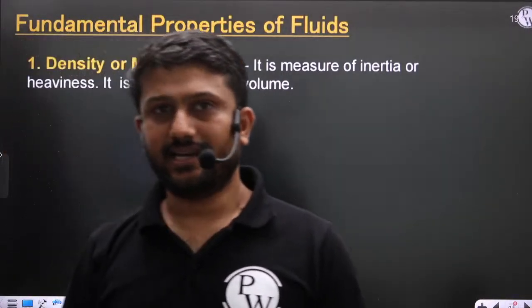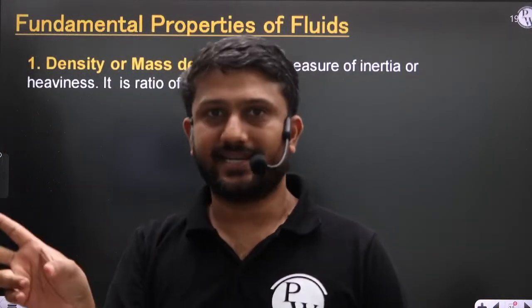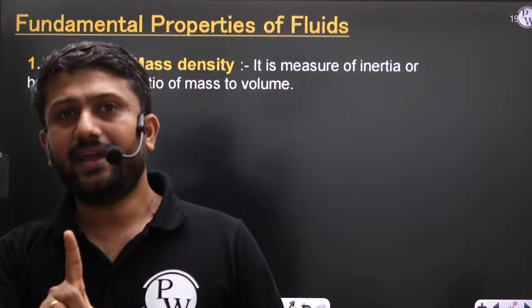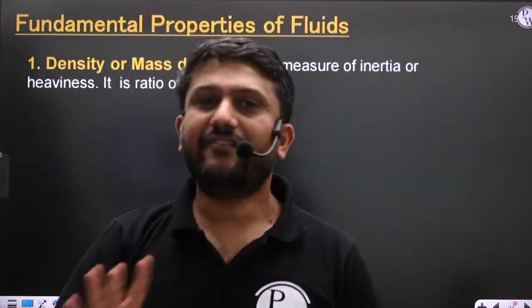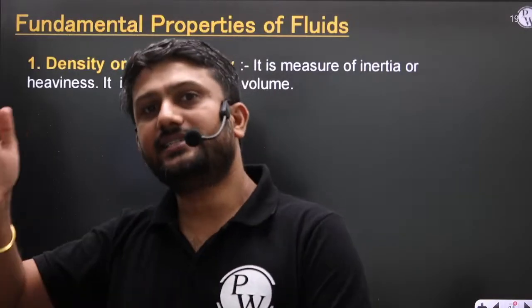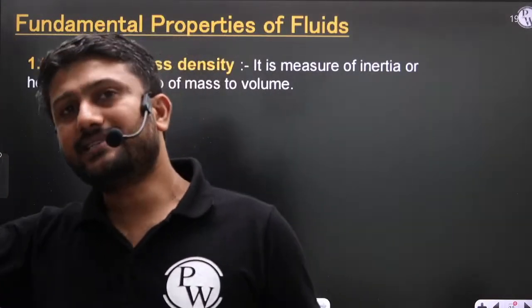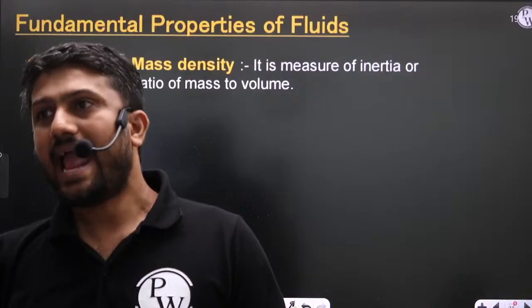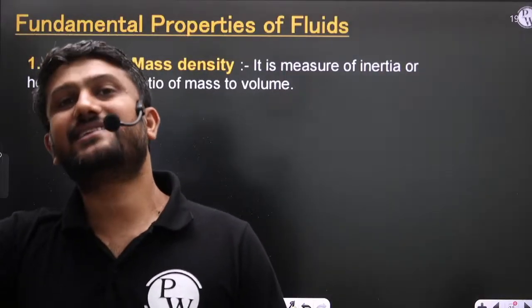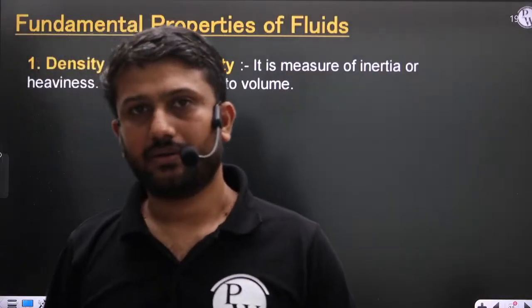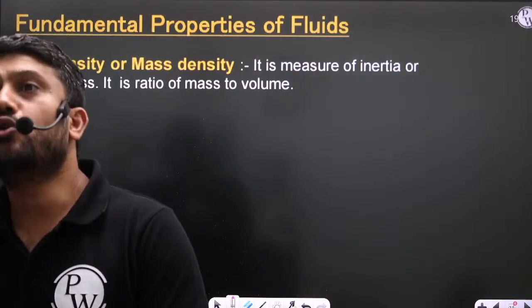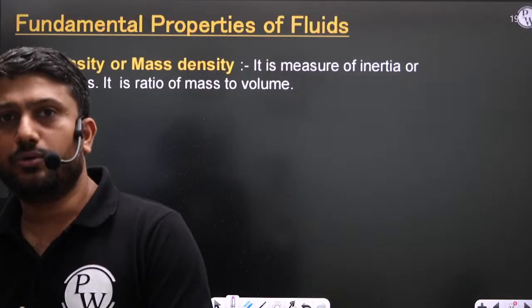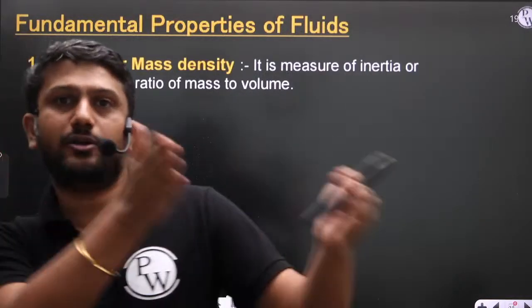So let us consider two substances, substance number A and substance number B. Let us consider substance A having density 700 kg per meter cube, and substance B having density 7000 kg per meter cube. So from the value of the density we can comment that substance B has more inertia, it is more heavy as compared to substance A.